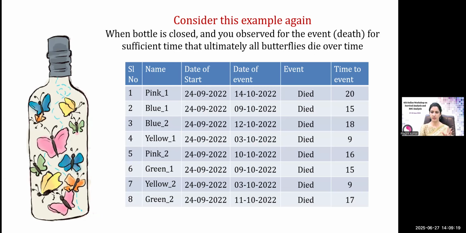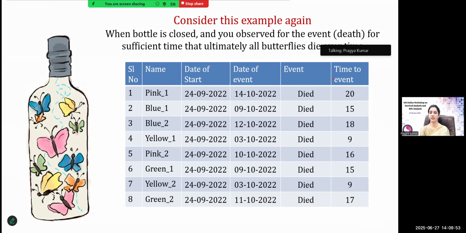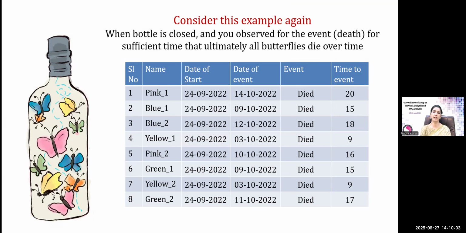In that case, this is again the same butterfly example. I have tried to show it with the time of start and the time of event happening. If I start observing all the butterflies on the 24th of September, the dates of event for them are different, and they all died. I can have the data of all the butterflies here because it is a closed system, and this is the time to event: 20 days for the first butterfly, that means time of death, 15 days for the second, 18 days for the third, and so on. So there is a variable time to event for all these butterflies because it's a closed system, and I have the data for all the butterflies.